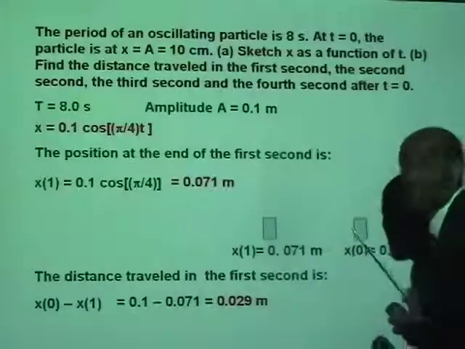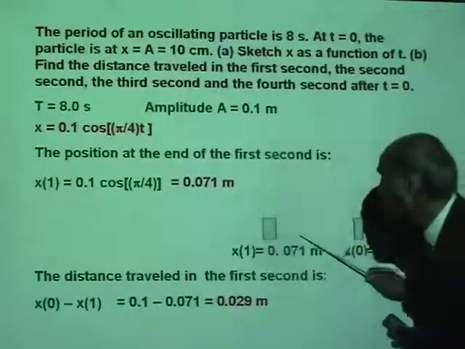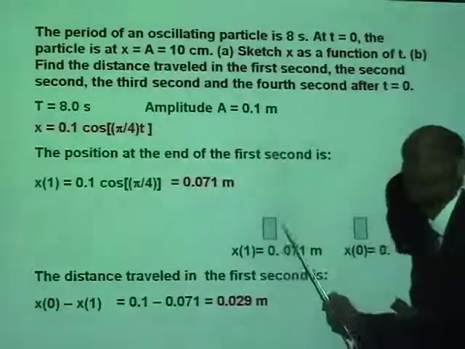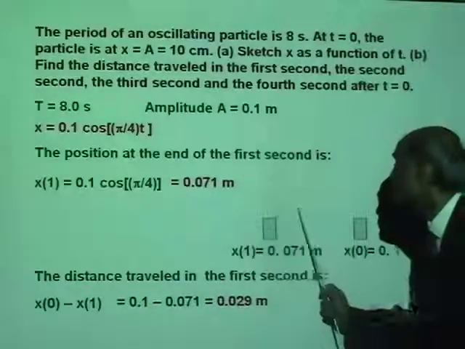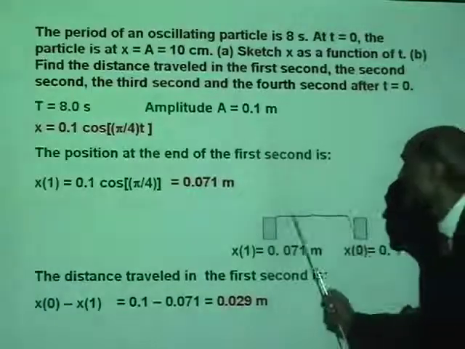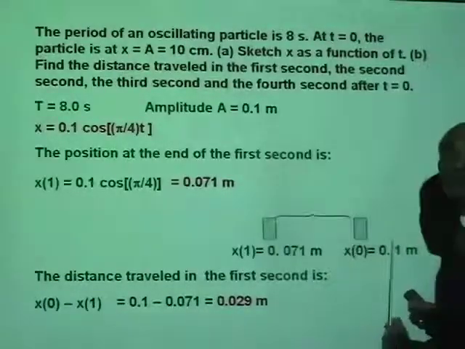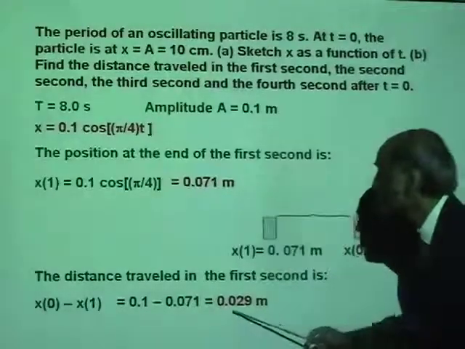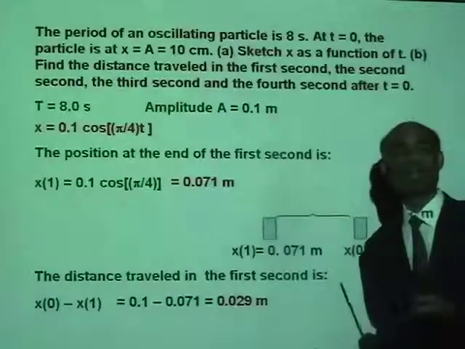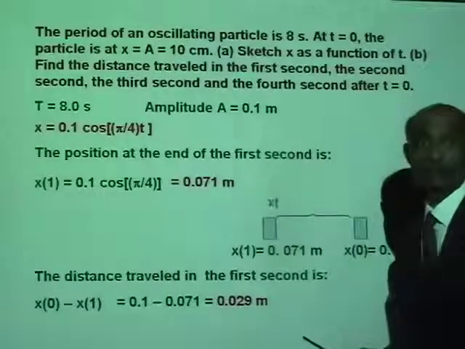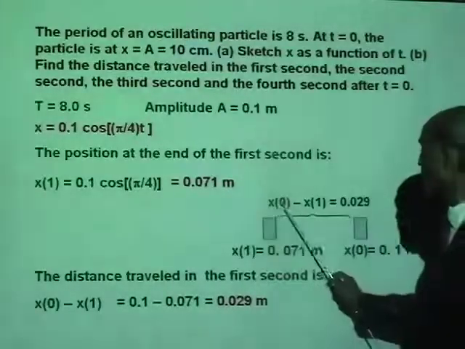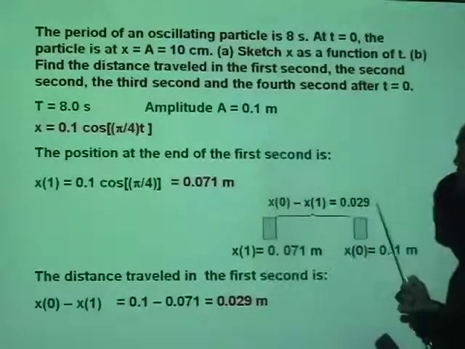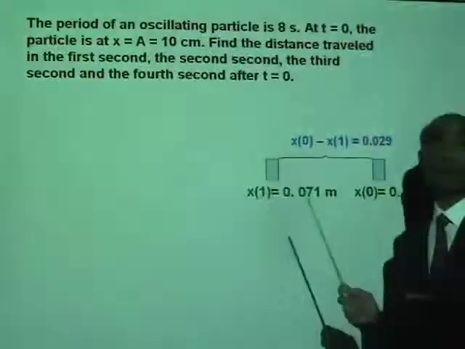After 1 second, the object moved over here. Its position is 0.071. Therefore, this is the distance traveled in that 1 second, which will be 0.1 meter minus 0.071, which is 0.029 meter. Alright? So x0 minus x1 is 0.029 meter.